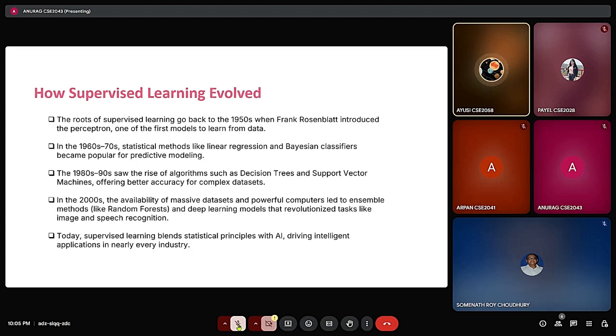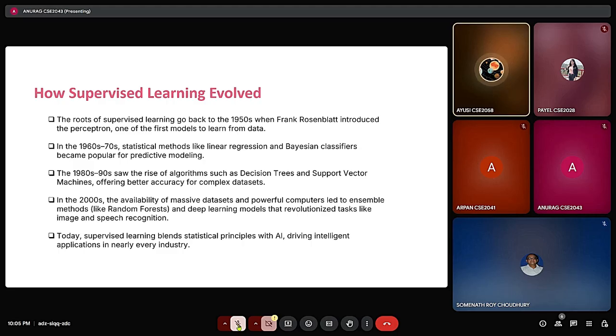A brief history of supervised learning. As we can see, the origins of supervised learning can be traced back to the mid-20th century. A historical moment was the development of the perceptron by Frank Rosenblatt in 1958. It was a pioneering algorithm for binary classification, which used a labeled dataset to learn a simple decision boundary. However, progress was slow due to limited computational power and data at that time.